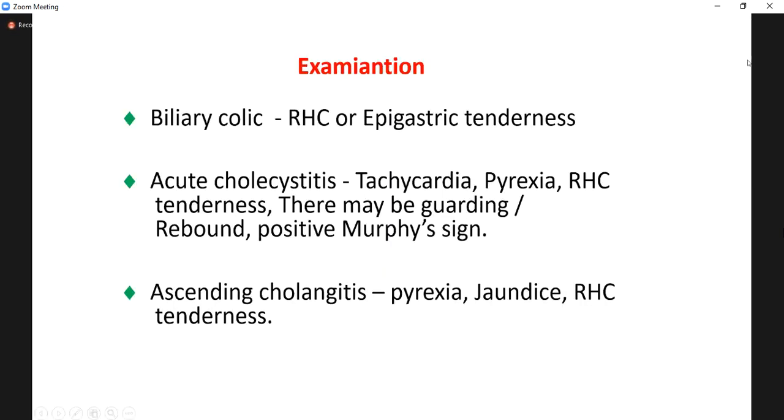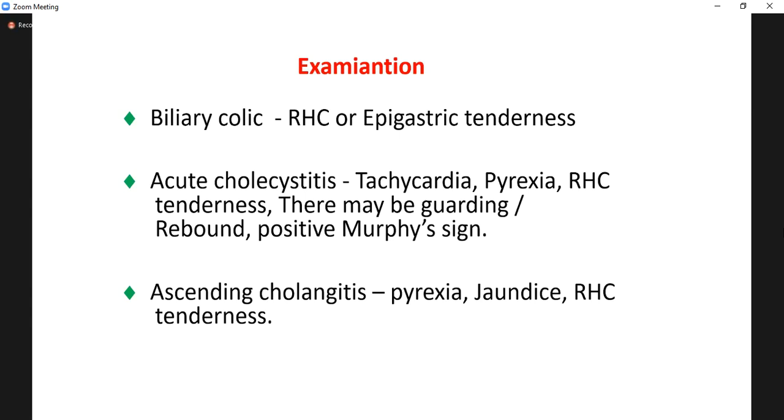So you get patients like that, and you take a detailed history into their presentation, their past medical history, surgical history, medical drug history, allergic history, and all that. Then you will have to examine. So, what about examination findings in biliary colic? There is right hypochondrial or epigastric tenderness, very minimal, as I told you in the previous slide.